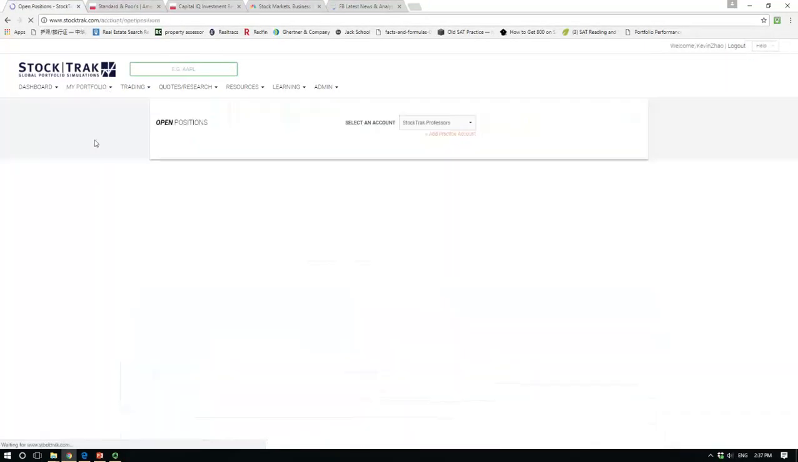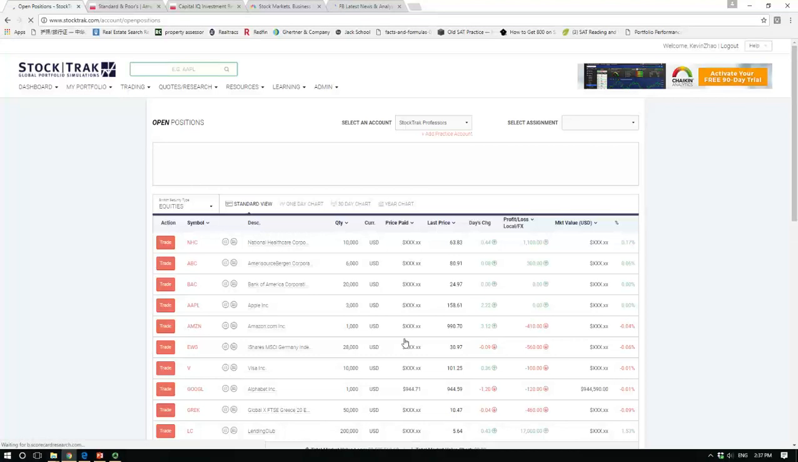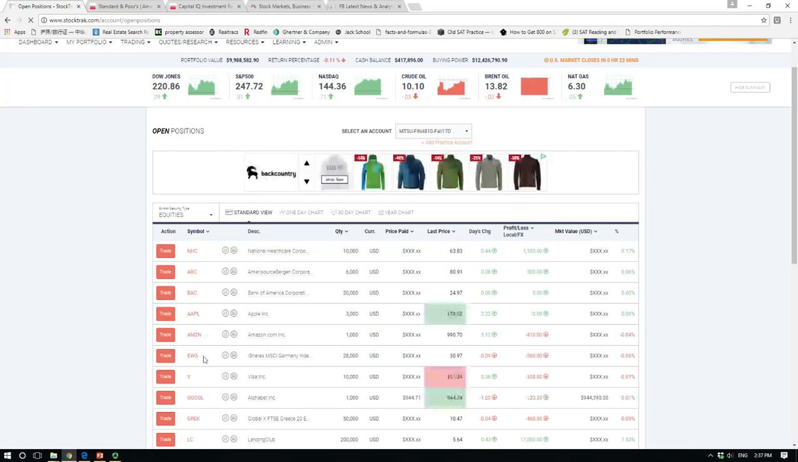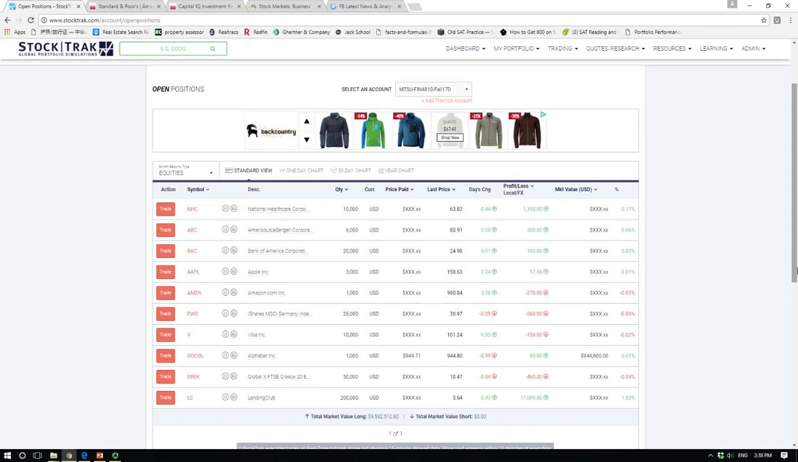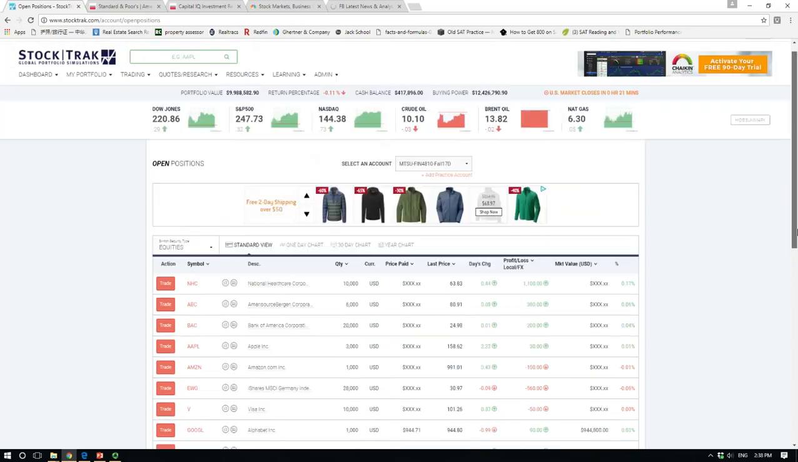Let me look at my portfolio again. Stock portfolio. Yeah, I have 10 stocks, including ETFs. And in terms of diversification, I think it's pretty diversified because I invested across 3 different sectors: healthcare, financials, and information technologies. And in terms of geographic diversification, look, I went to Europe, I invested in Germany and Greece. So I would say this portfolio is pretty diversified as far as diversification goes.